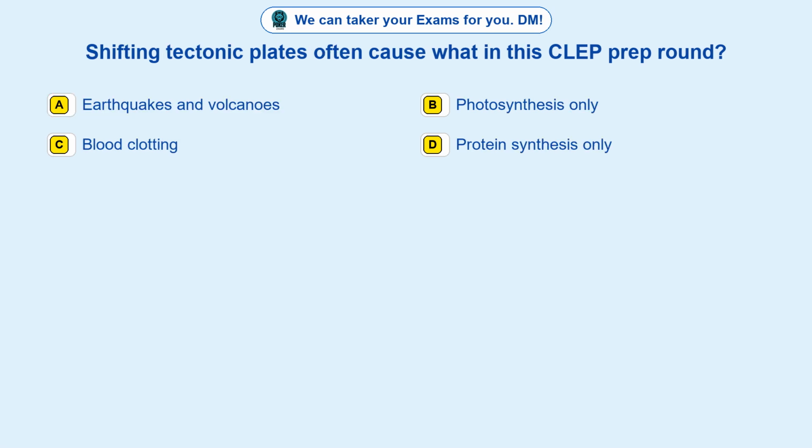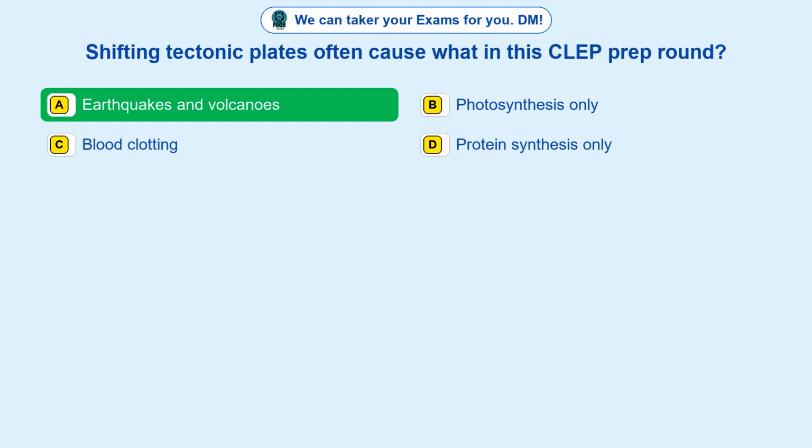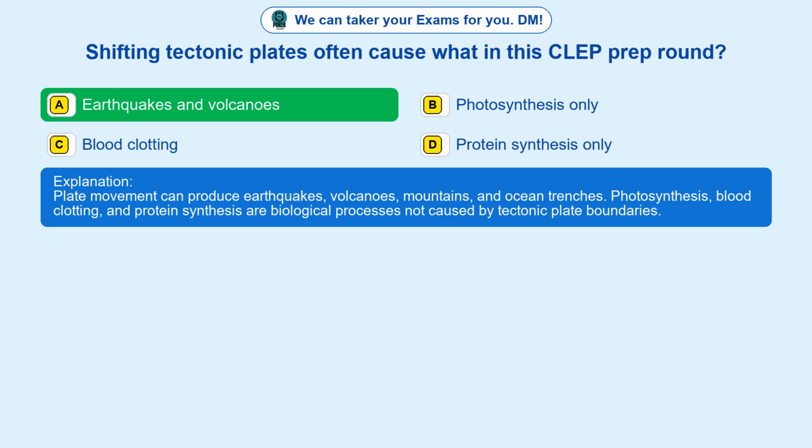Question 83. Shifting tectonic plates often cause what in the CLEP prep round? Option A, earthquakes and volcanoes. Option B, photosynthesis only. Option C, blood clotting. Option D, protein synthesis only. The correct answer is option A, earthquakes and volcanoes. Plate movement can produce earthquakes, volcanoes, mountains, and ocean trenches. Photosynthesis, blood clotting, and protein synthesis are biological processes not caused by tectonic plate boundaries.